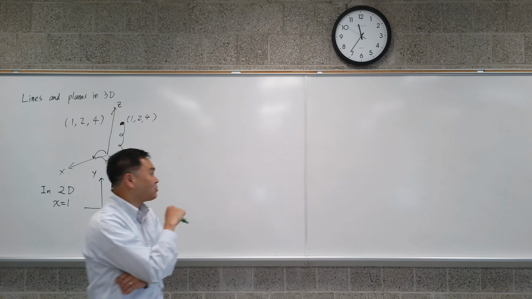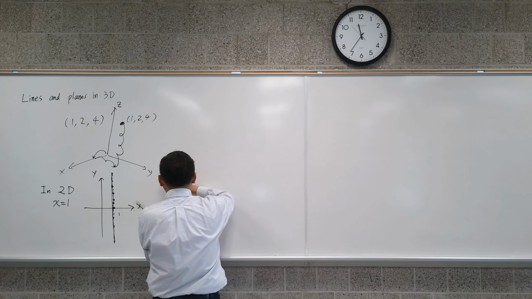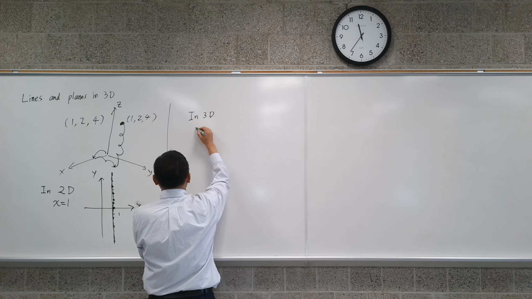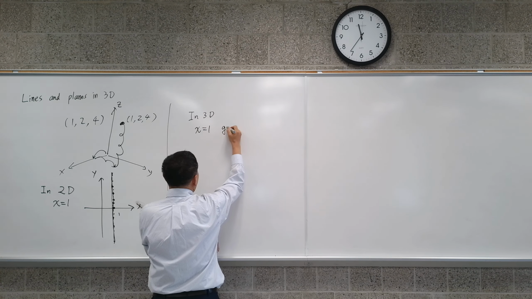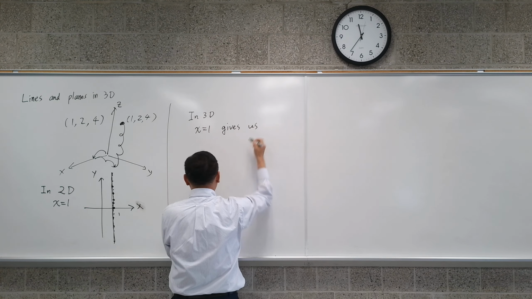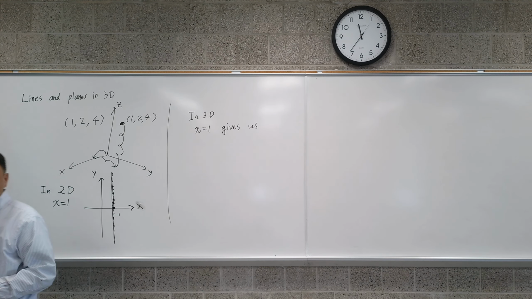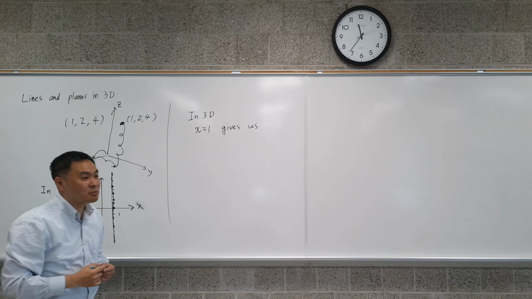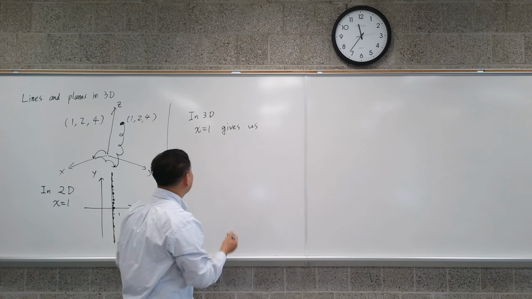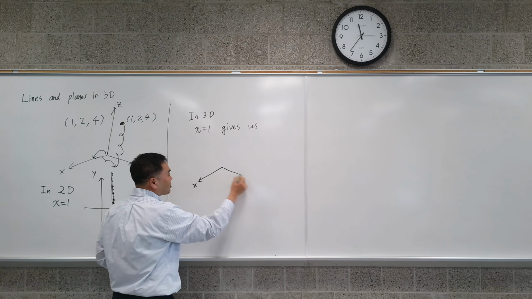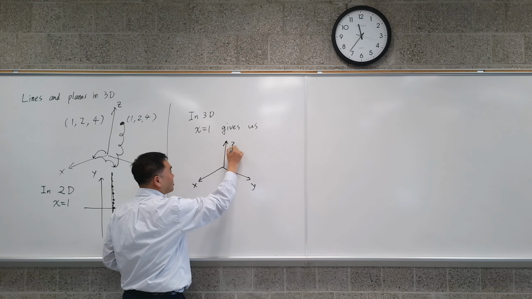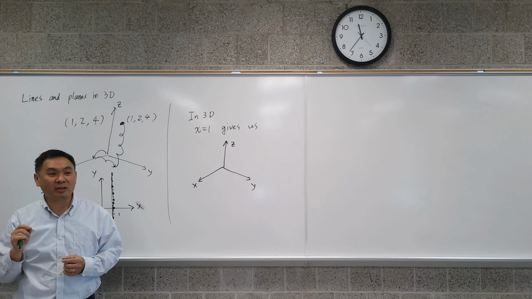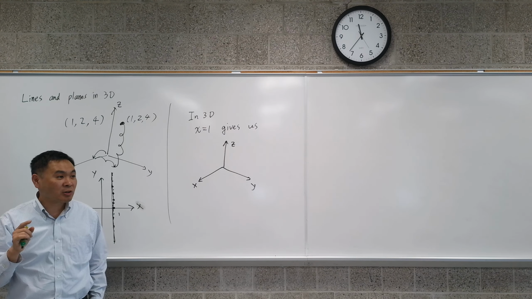Okay? If you take that viewpoint, now here's a question for you to think about. In 3D, x equals 1 gives us what? Take a guess. A plane. It will be a plane. What kind of plane would that be? Well, let's see. Here's x, here's y, here's z. And x equals 1 means we are collecting all the points whose x coordinate is 1, right? So what are such examples?